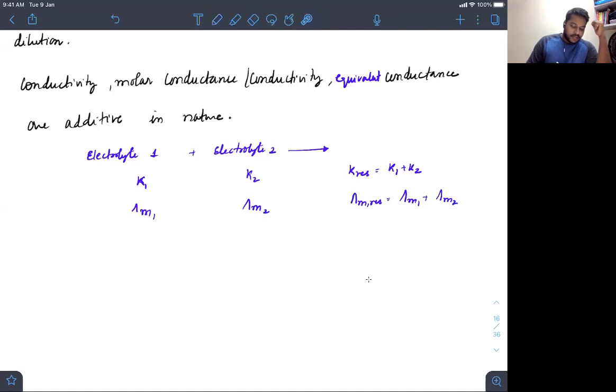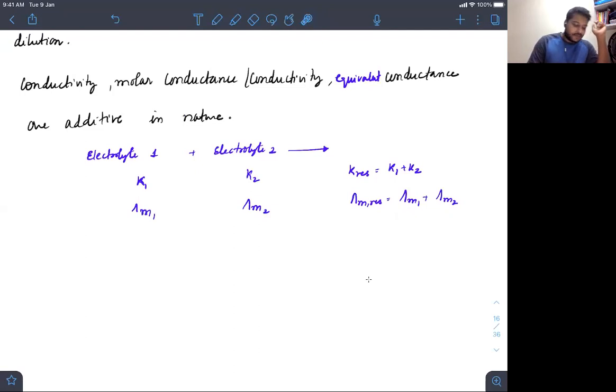Suppose, accordingly, the concentrations should change. Suppose you took 1 liter of 1 molar of one ion, and one more ion which is also 1 liter 1 molar. On adding both of them, the concentration becomes half and half. Just keep that point in mind. Rest, the respective molar conductance in the solution will be added.